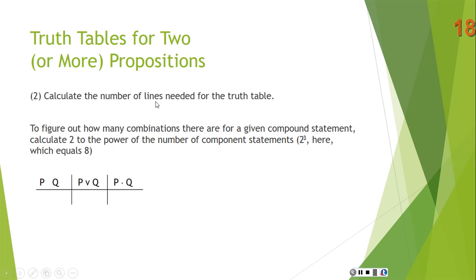Step 2, calculate the number of lines needed for the truth table. To figure out how many combinations there are for a given compound statement, calculate 2 to the power of the number of component statements. So, this is a typo. It should say 2 to the 2, which equals 4. Okay? 2 to the 2, which equals 4. Because we have 2 component statements. 1, 2. So you do 2 to the 2. 2 times 2 is 4. So that's how many lines we're going to need down here.